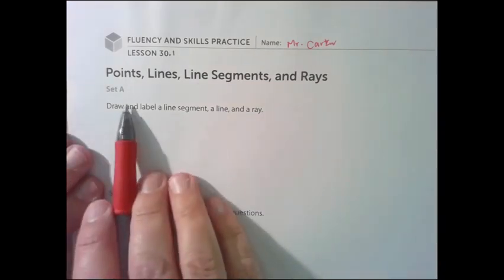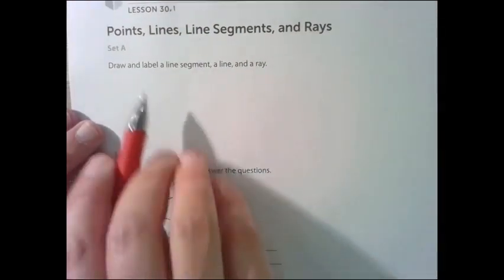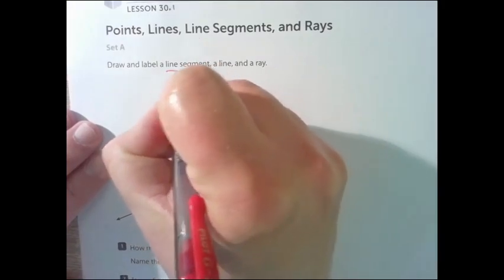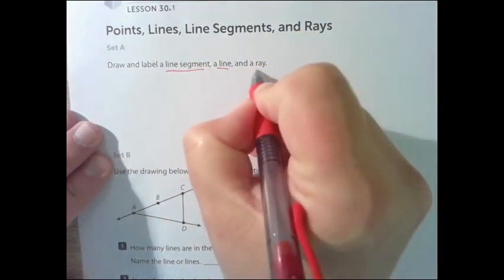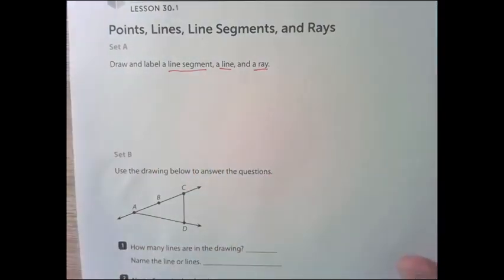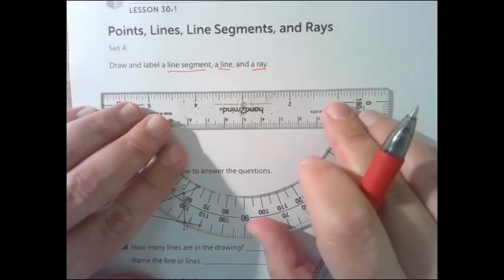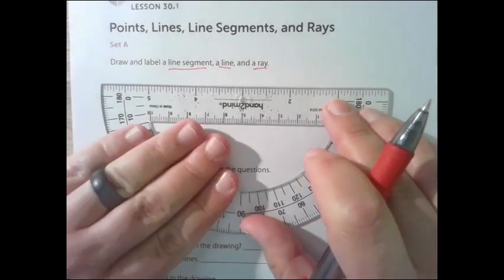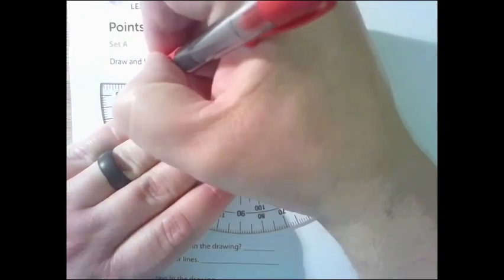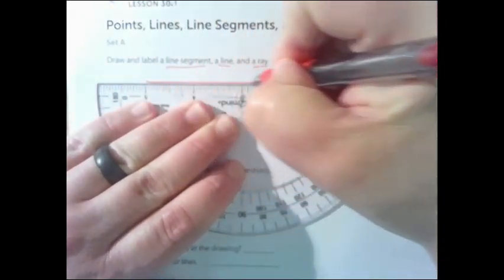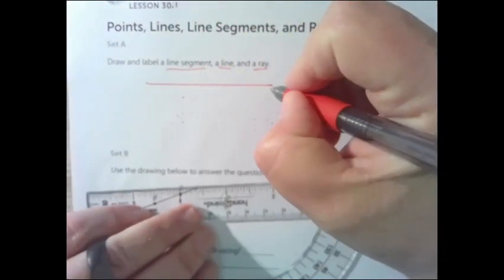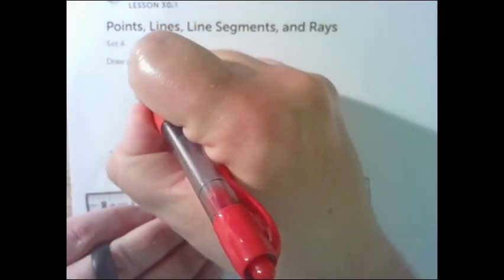So set A here at the top is asking you to very simply draw and label a line segment, a line, and a ray. So they're looking for three different things here, and I'm going to use a straight edge to show that. I'm going to start first with my line segment. A line segment, as you know, has two endpoints. And that's what I just did there.